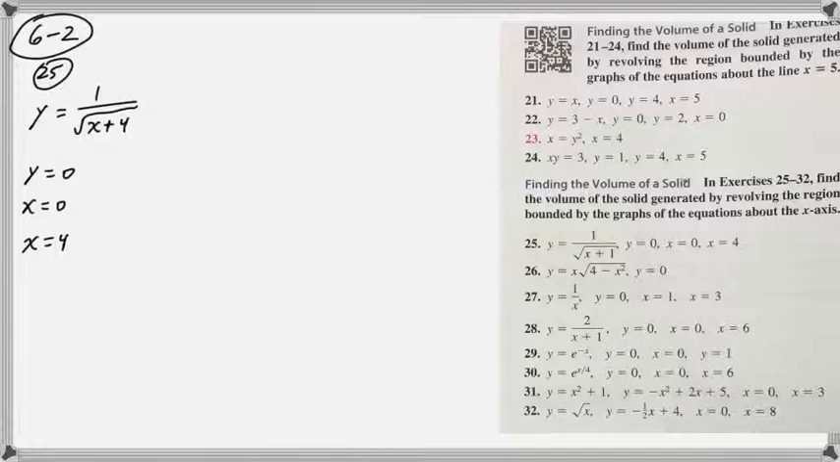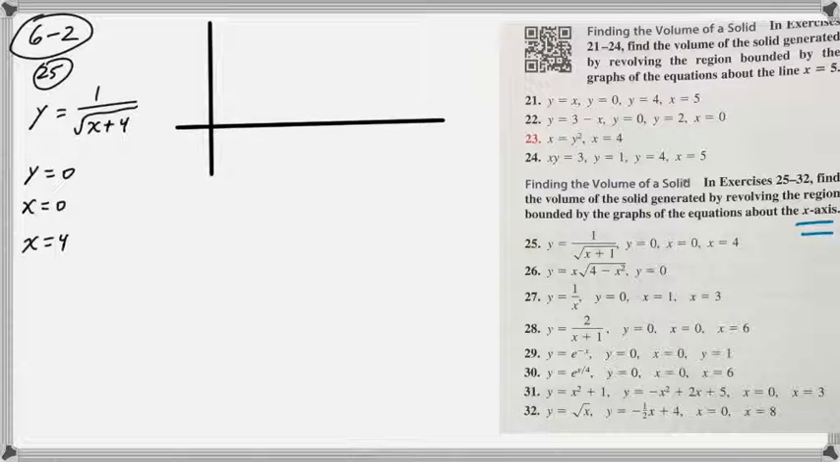Okay, this is section 6.2, which is disk and washer method for volumes of solids of revolution. We want to find the volume of this solid bounded by these curves revolved about the x-axis. So I always recommend a sketch.